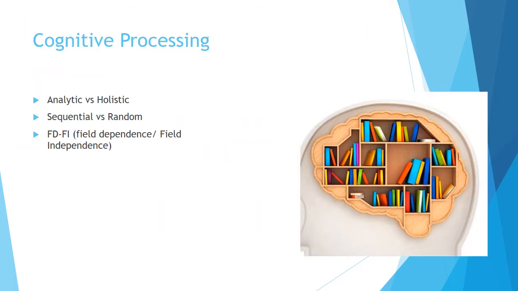Now that we went through the environment grouping, the sensory grouping, the next class of learning models that I want to go into is the cognitive processing models. And this is pretty interesting because these models basically show how different people process information very differently than others. So there are a couple dichotomies that are interesting that we're going to be looking into. The first dichotomy is the analytic versus holistic type of thinkers, sequential versus random thinkers, and I'm going to talk a little bit about the field dependence and field independence.